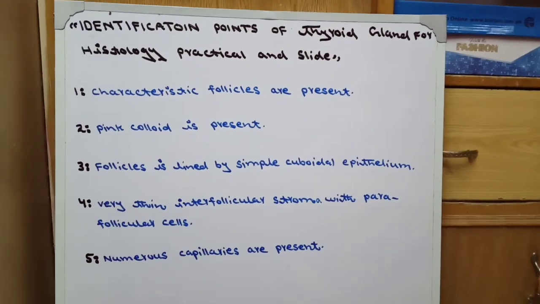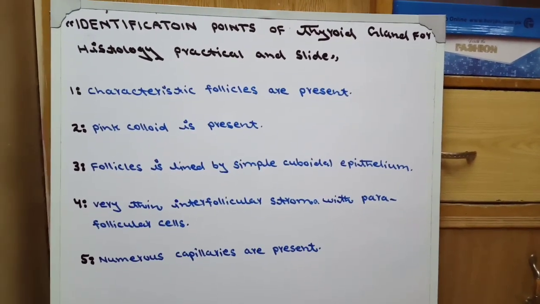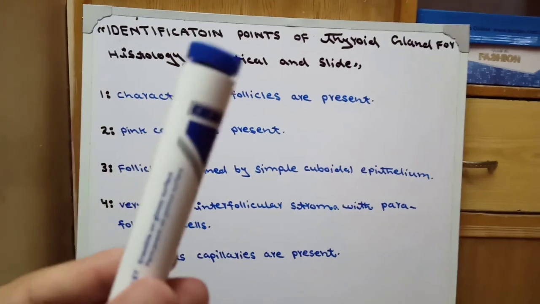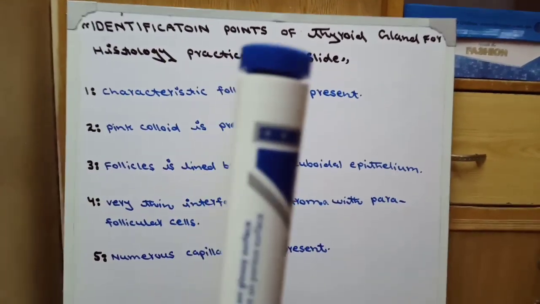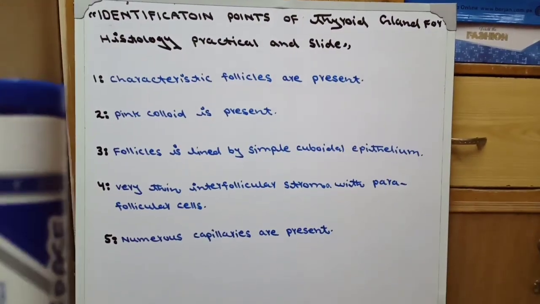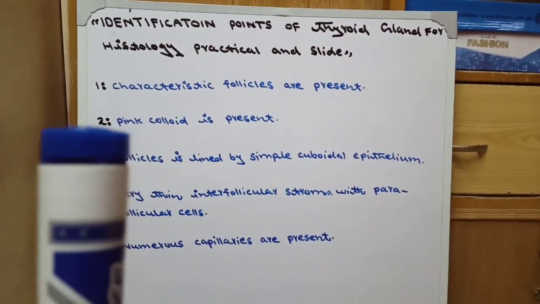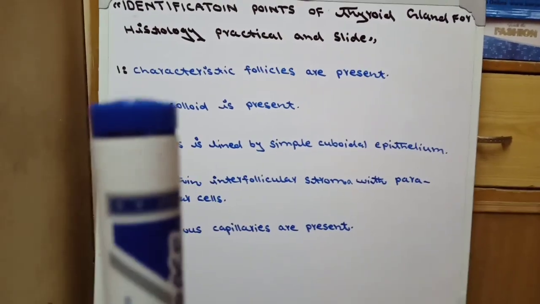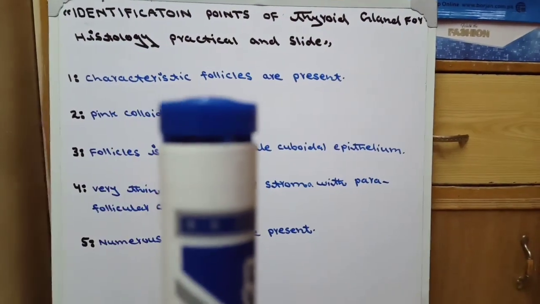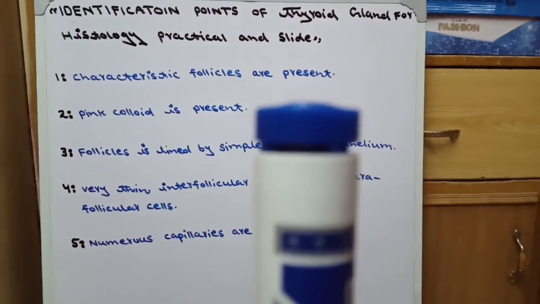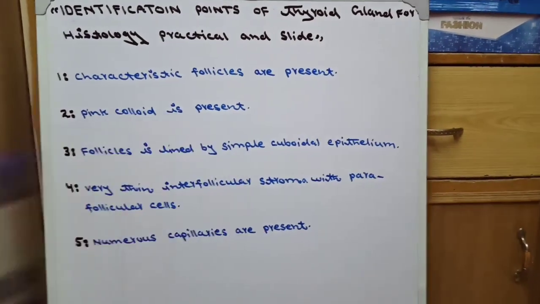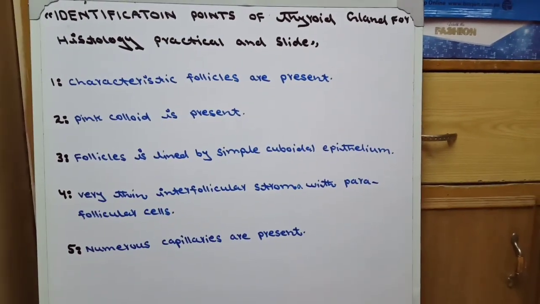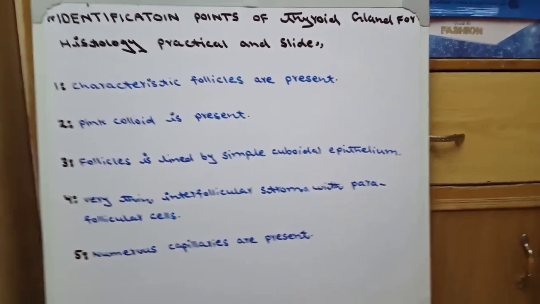Today our topic is related to histology: identification points of thyroid gland for histology practical and slide. There are 5 identification points of thyroid gland. Number 1, characteristic follicles are present. Number 2, pink colloid is present. This follicle is filled by pink colloid.